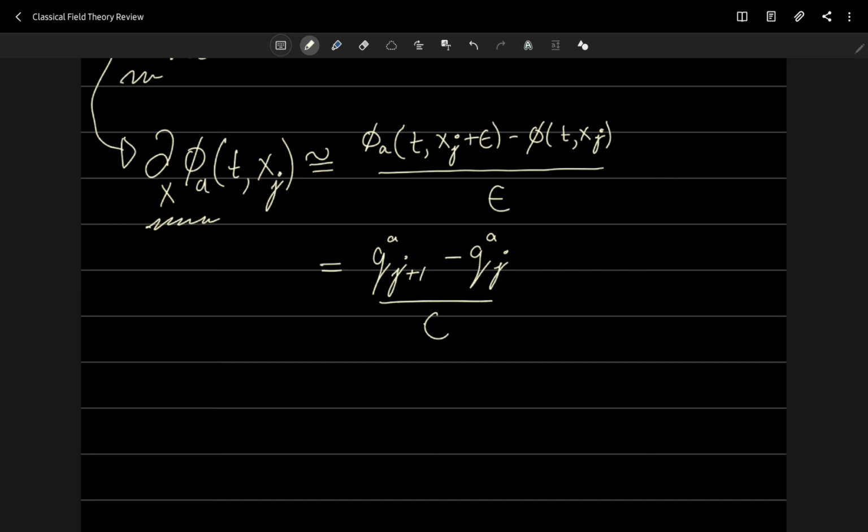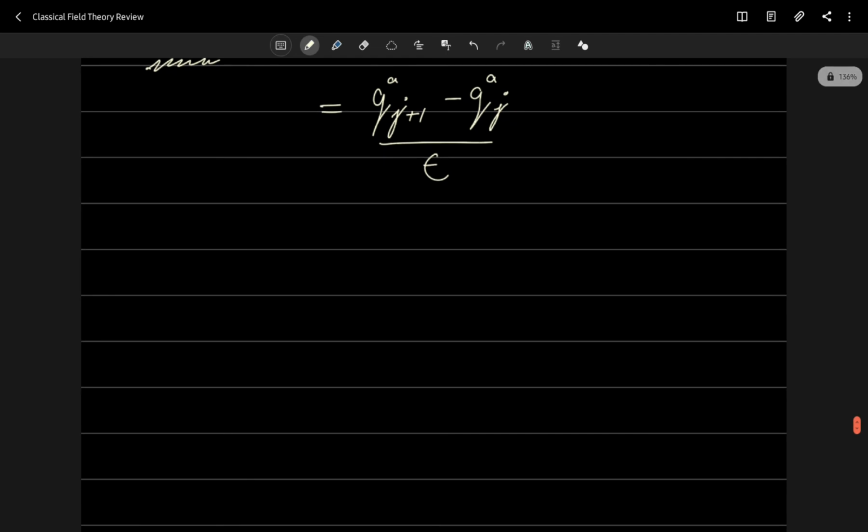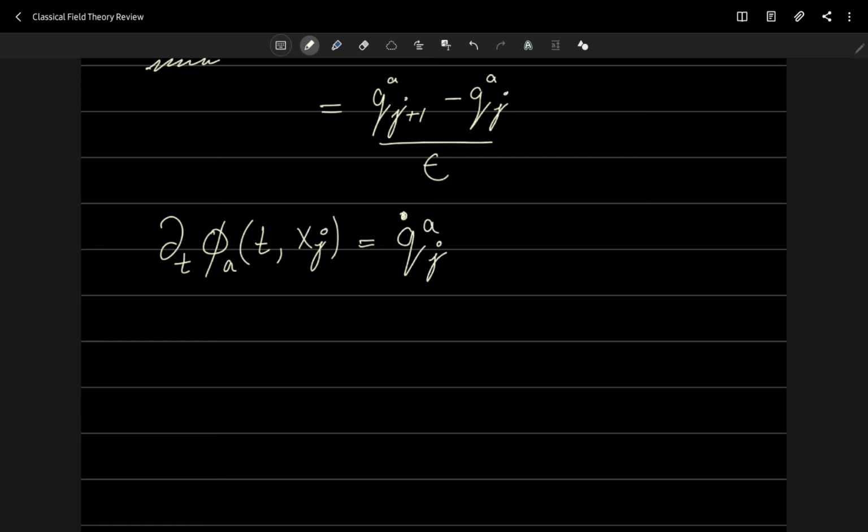divided by this spacing epsilon. However, what we are going to do is leave the temporal component, that is the time component, continuous. So this means that this thing will remain as it is: the time derivative of phi a at x_j is equal to q dot j. Okay, so now we have to get the Lagrangian.